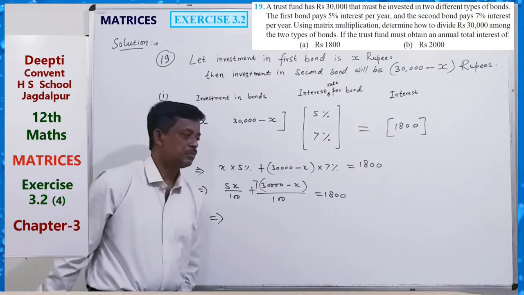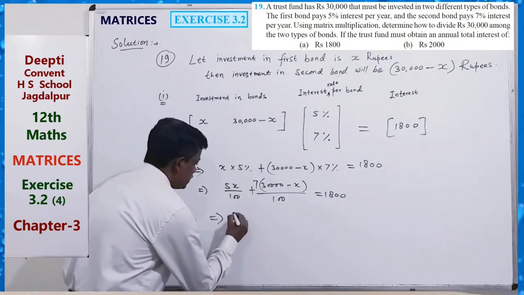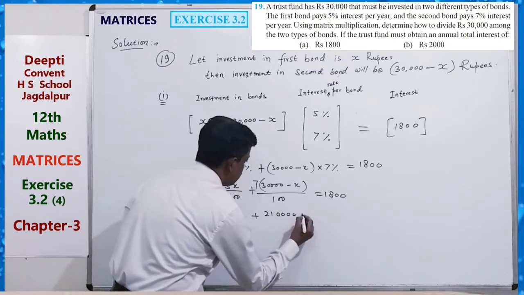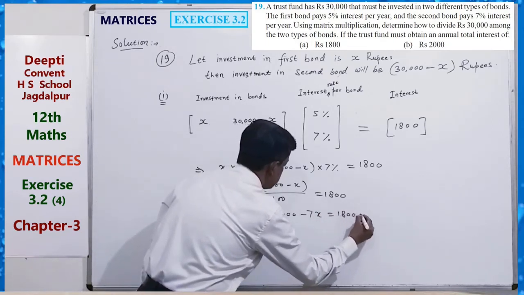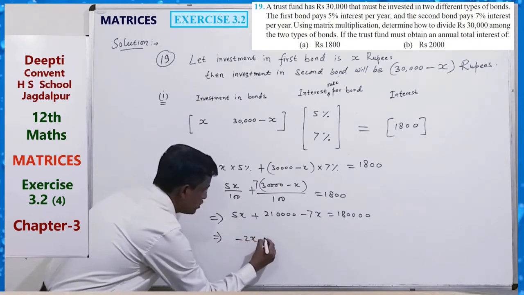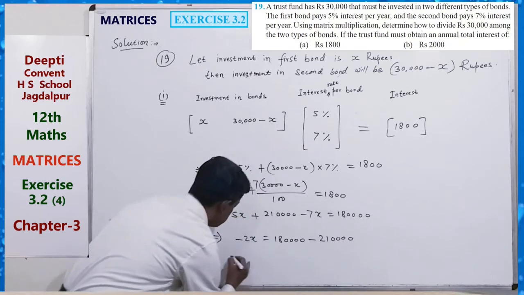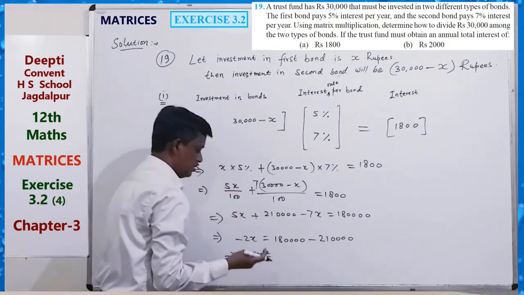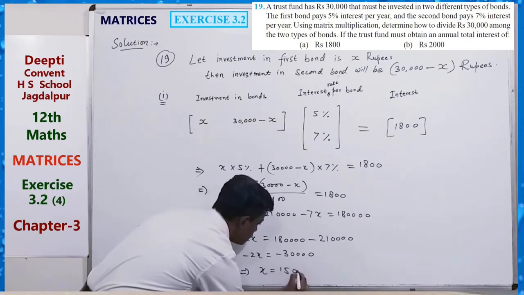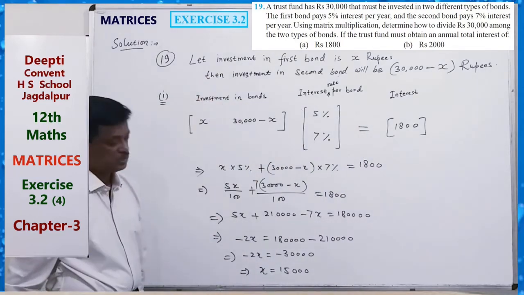After solving, we get 5x plus 2,10,000 minus 7x equals 1,80,000. So 7x minus 5x, that is 2x, equals 2,10,000 minus 1,80,000. So minus 2x equals minus 30,000, so x equals 15,000. So the investment in the first bond is 15,000.